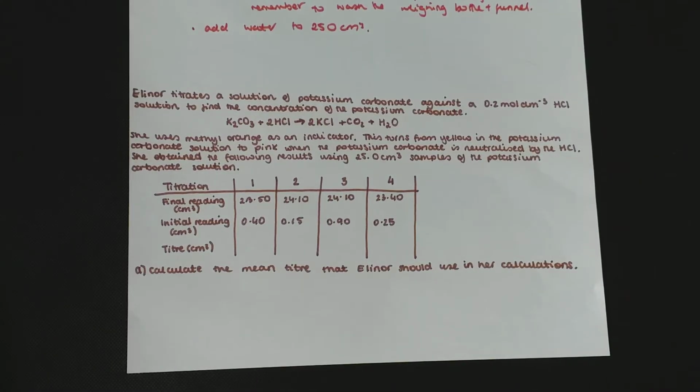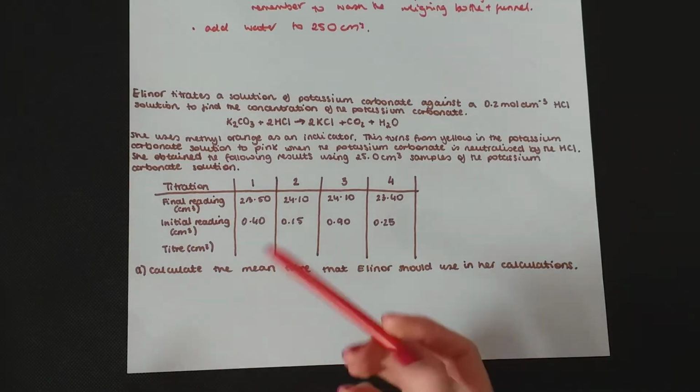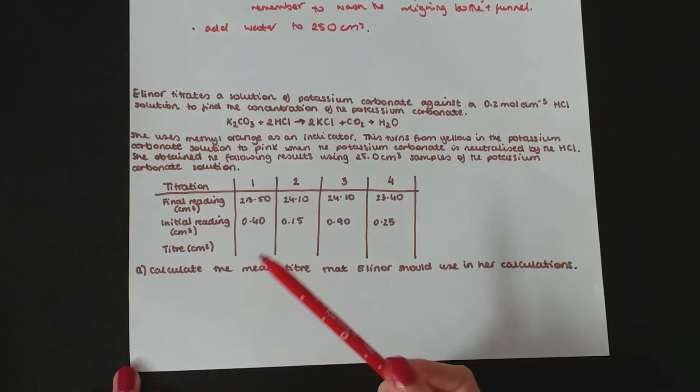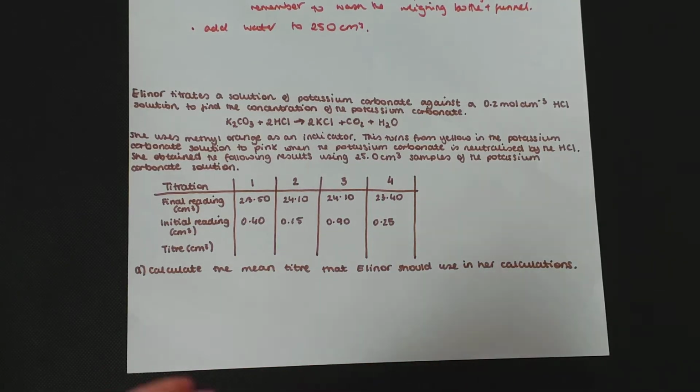Then it says she uses methyl orange as an indicator. This turns from yellow in the potassium carbonate solution to pink when the potassium carbonate is neutralized by the HCl. She obtained the following results using 25.0 centimeters cubed samples of the potassium carbonate solution. So here is our table with the final and initial readings on the burette. And now we're asked to calculate the mean titer that Eleanor should use in her calculations.